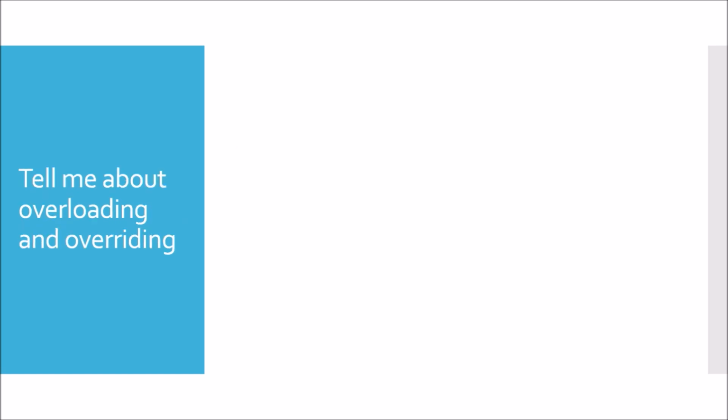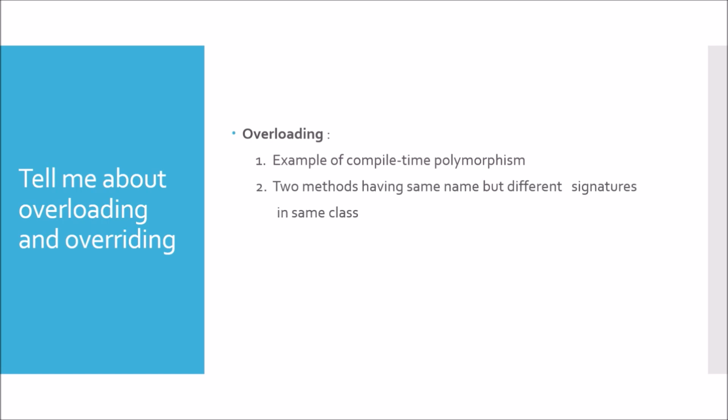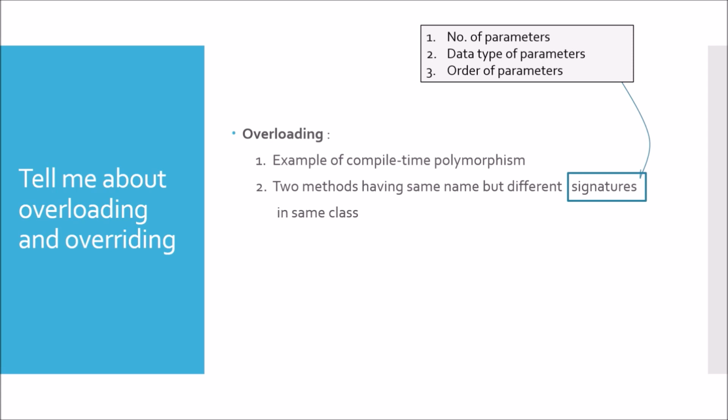Moving to the next question. Tell me about overloading and overriding. Overloading is an example of compile-time polymorphism. You can say two methods have the same name but different signatures in the same class. What is meant by signatures? It is the number of parameters, the data types of parameters, and the order of the parameters.